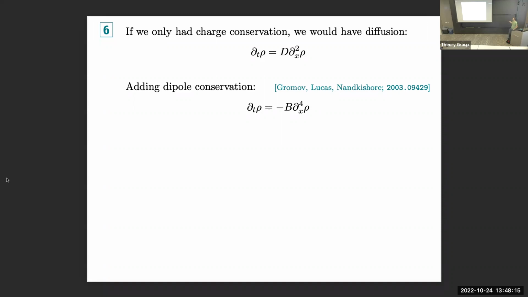Okay. What's the significance of the sign there? Because it's a dissipative theory. So if you Fourier transform, you get minus k to the 4. So B is positive. Yeah.